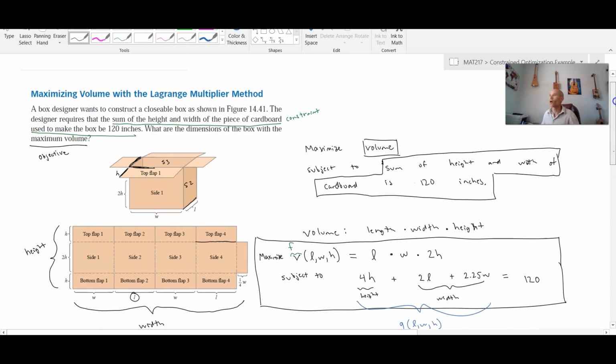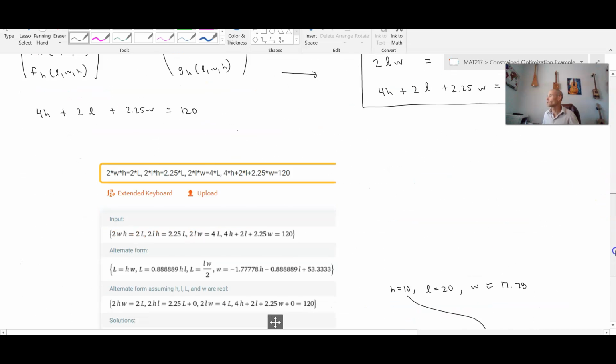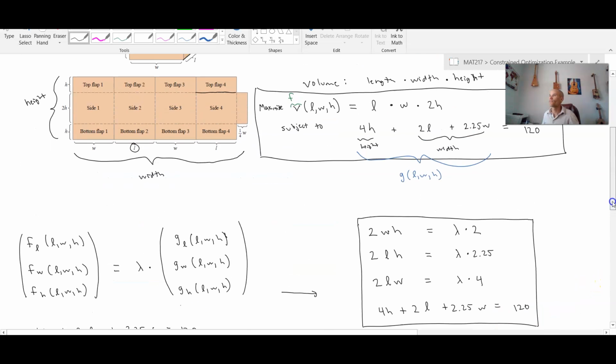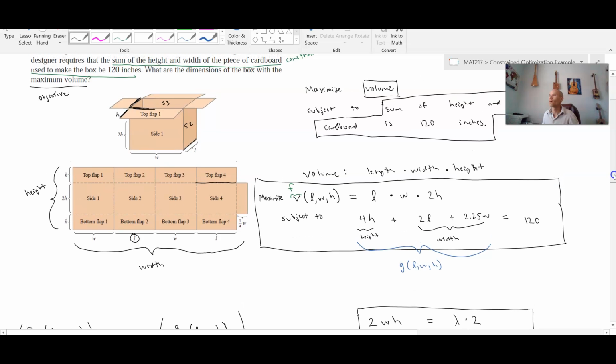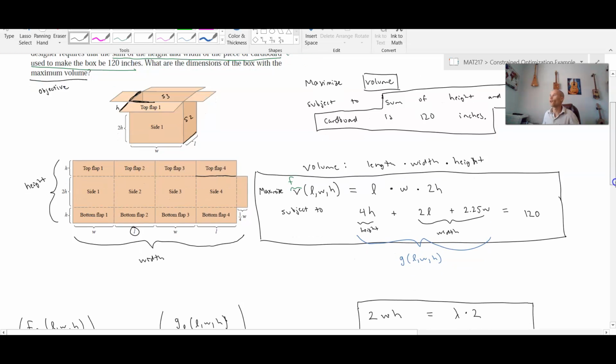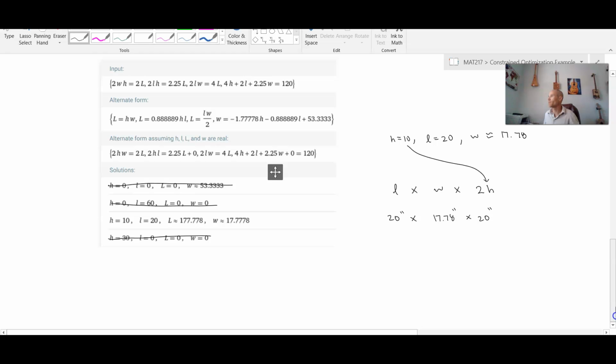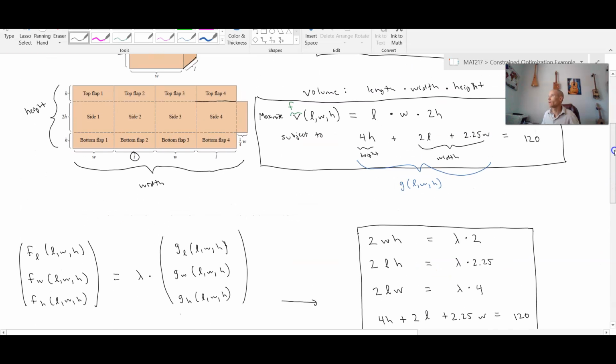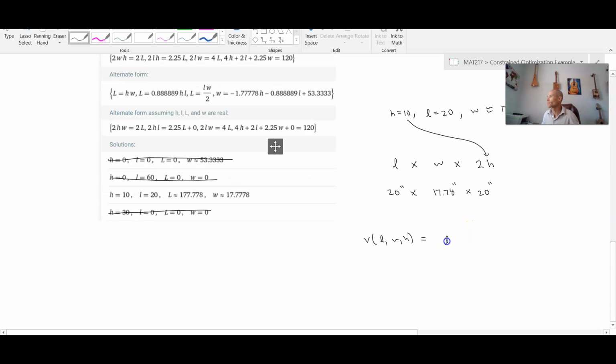The units are all in inches. So this is going to be 20 inches by 17.78 inches by 20 inches. And we want to maximize the volume. It doesn't ask us what the maximum volume would be, but let's go ahead and figure that out anyway. We know that the volume as a function of these three is going to equal our objective function, which is L times W times 2h.